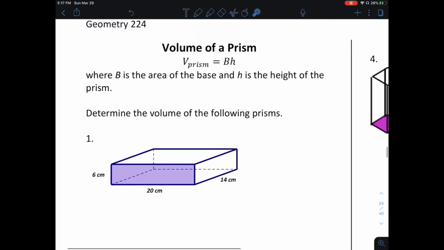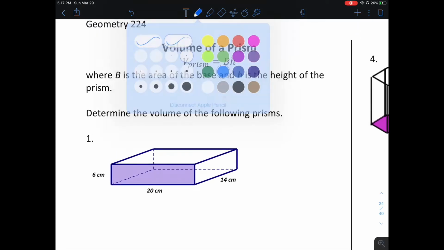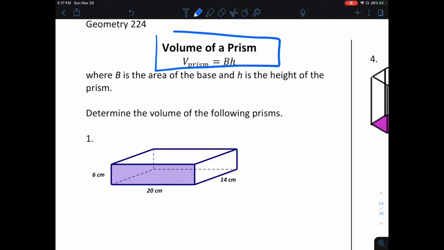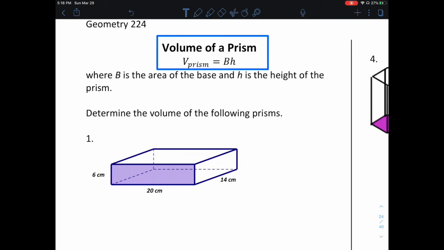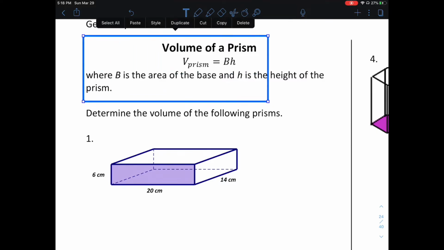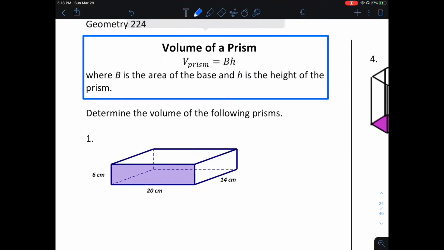How do you find the volume of a prism? Well, that, my friends, is right here. This is a formula that you got to know. The capital B is the area of the base, and the little h is the height. So when memorizing the formula for the volume of a prism, you say it's the area of the base times the height. Determine the volume of the following prisms.